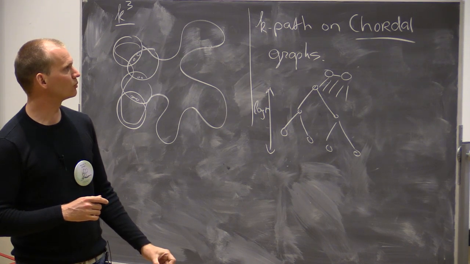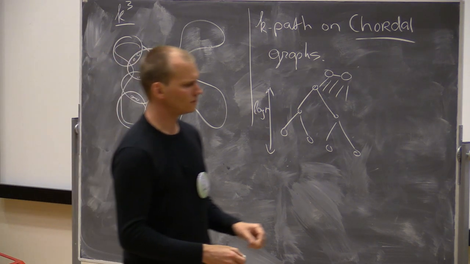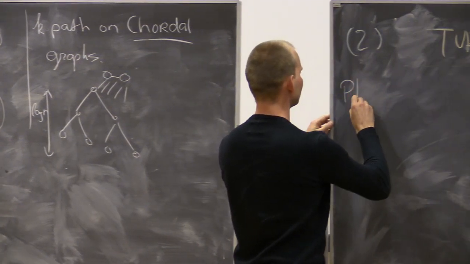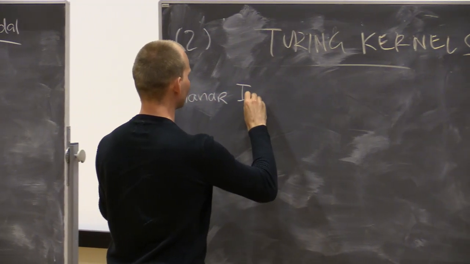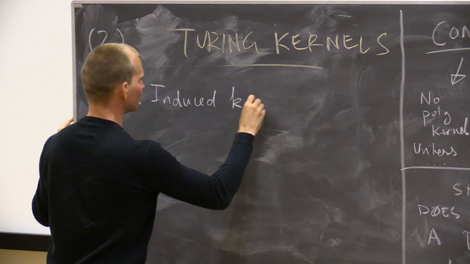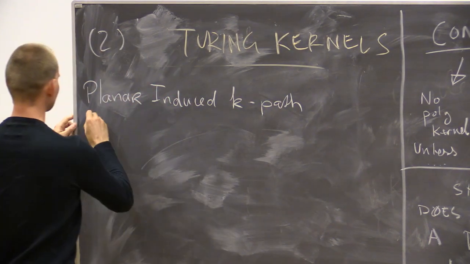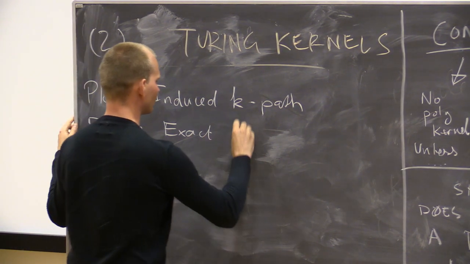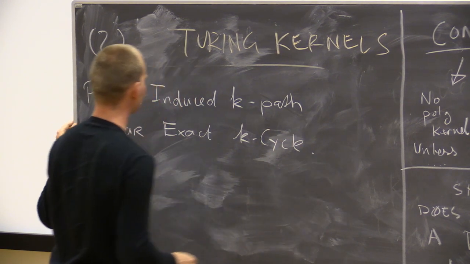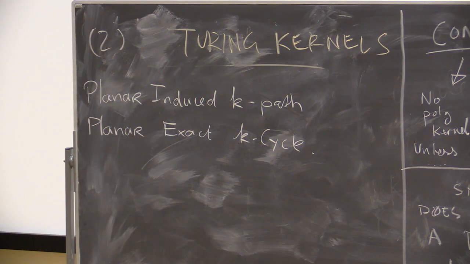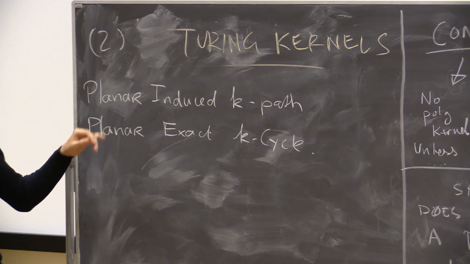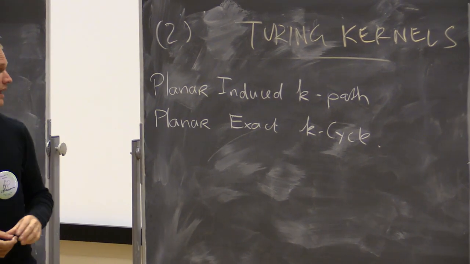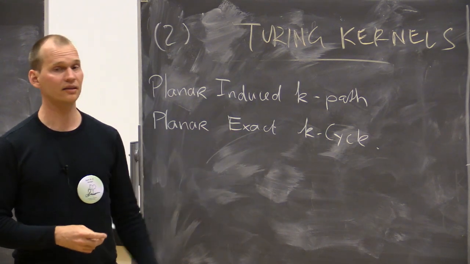Now, if you prefer to work on planar graphs instead, then there's also questions about planar Turing kernels, and you could look at one of these two variations. One is to solve the problem of finding a simple path in your planar graph that is induced. And the other is to find a cycle that has exactly k vertices.